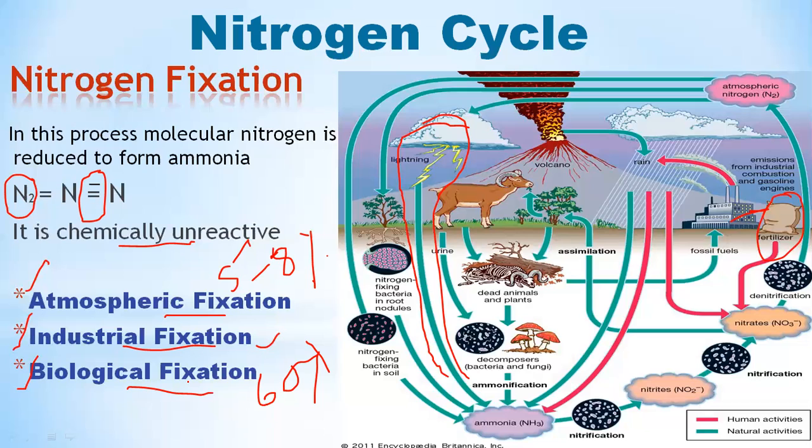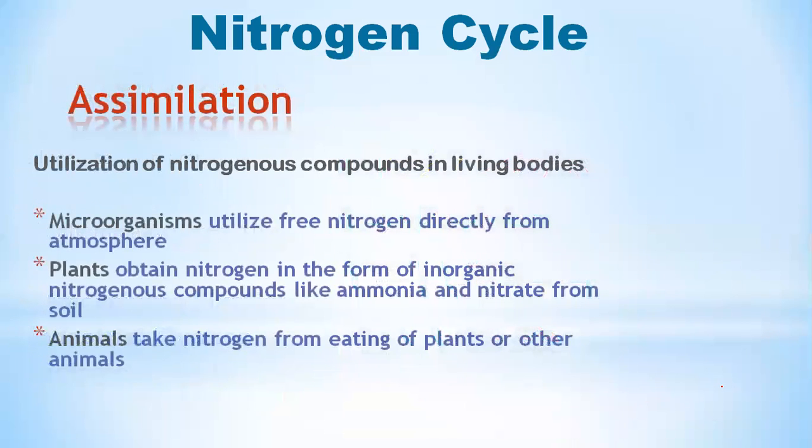Here the nitrogen can combine with hydrogen, and its reduced form is ammonia. So here we can see N2 plus 3H2, hydrogen, and then it will form ammonia. Again here the nitrifying bacteria will change them into nitrites and then nitrates, and then that is assimilated into the living organisms.